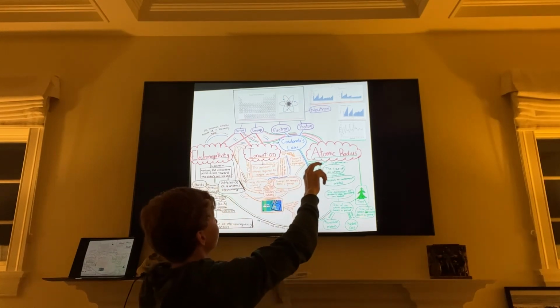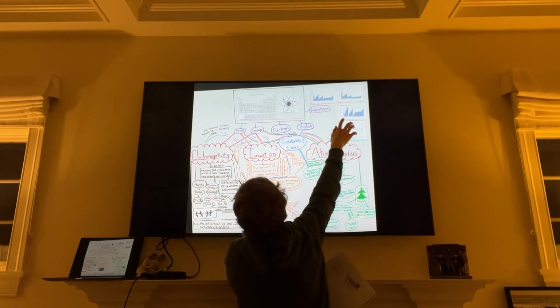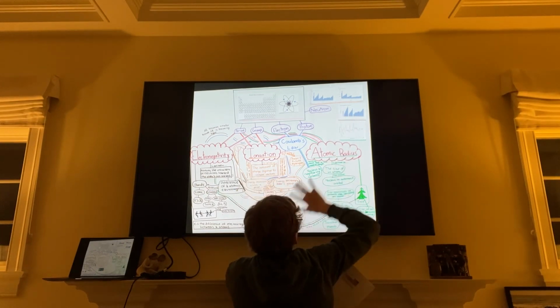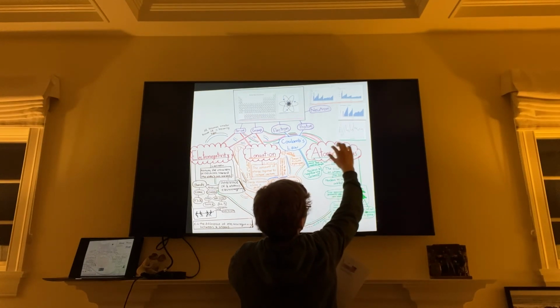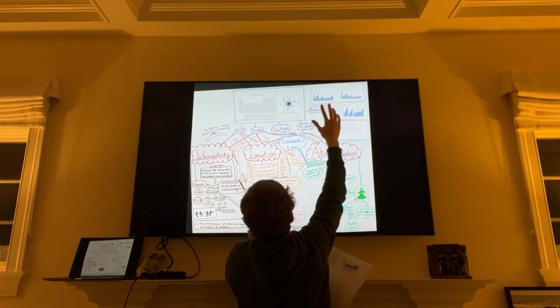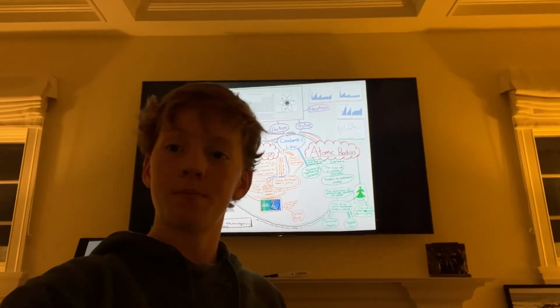Looking at similarities in these graphs, these ones start low at the beginning of each period. They start at the bottom and they go up. And for atomic radius, it starts at the top at the beginning of a period and slowly goes down.